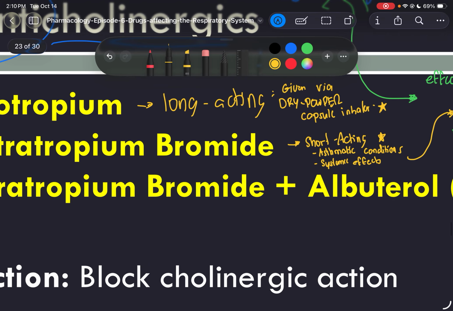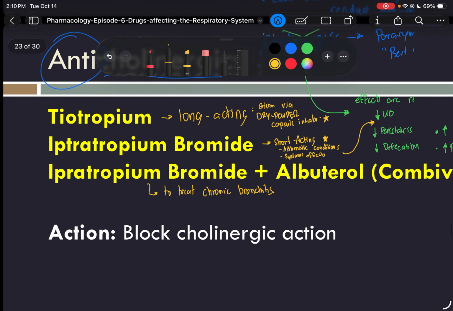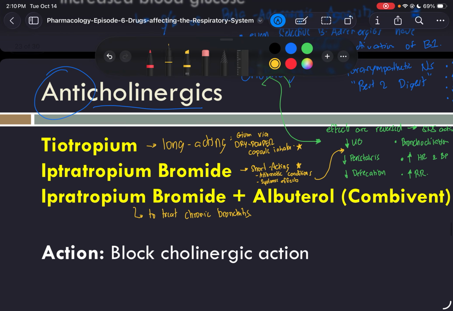Now this is used to treat chronic bronchitis. Chronic bronchitis, no? Now, as I mentioned before, the action of anticholinergic is very simple, to block cholinergic action. Okay? Block cholinergic action, no?